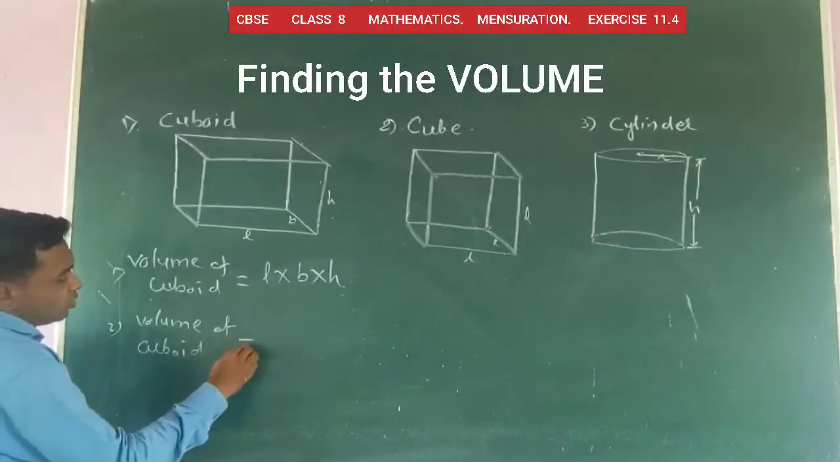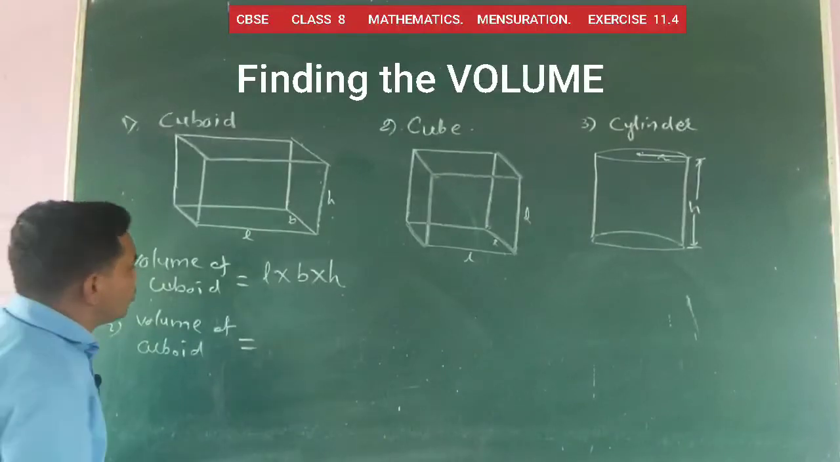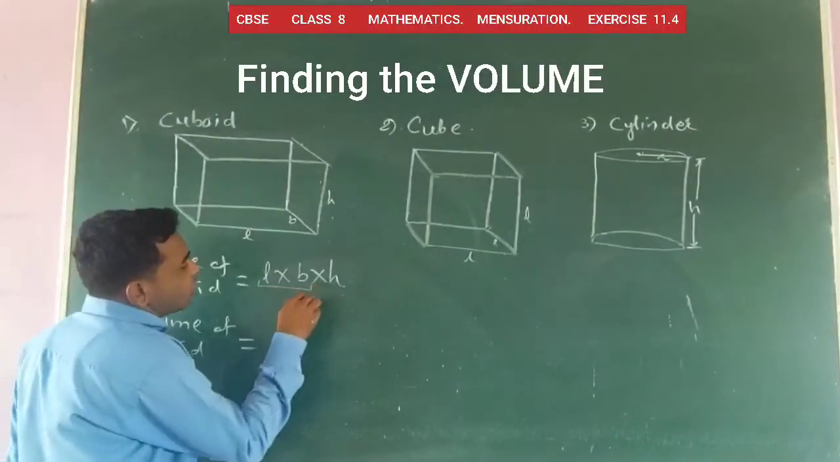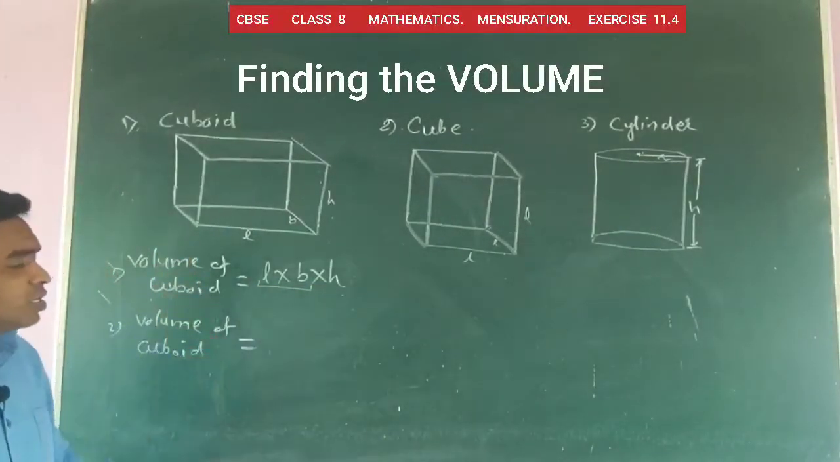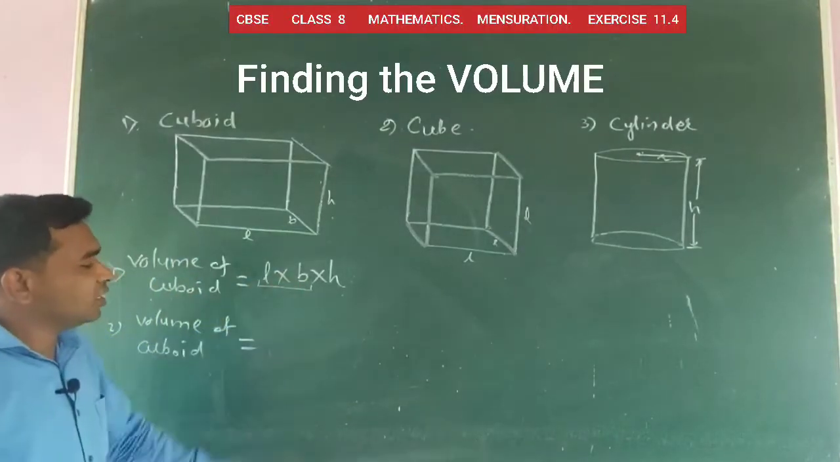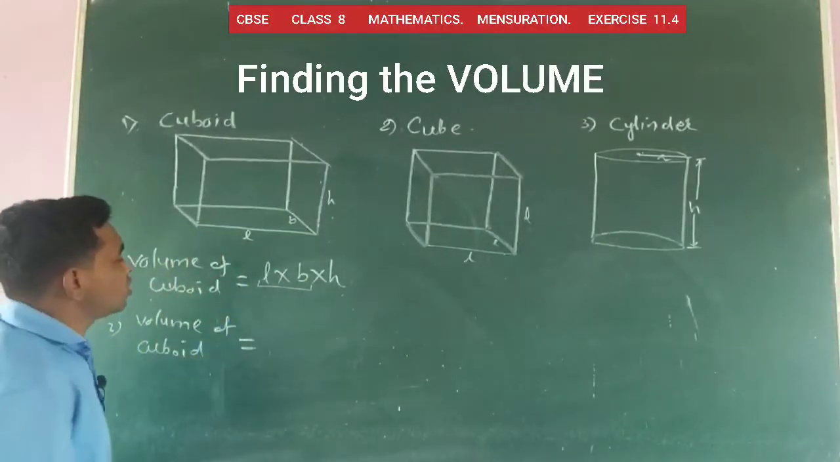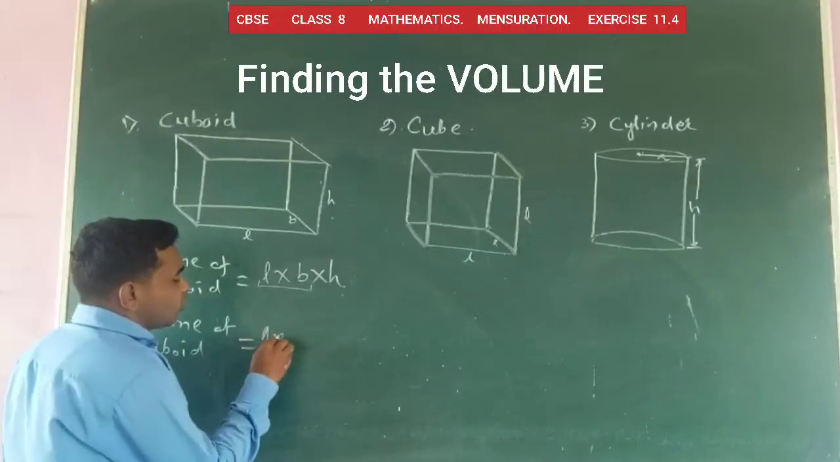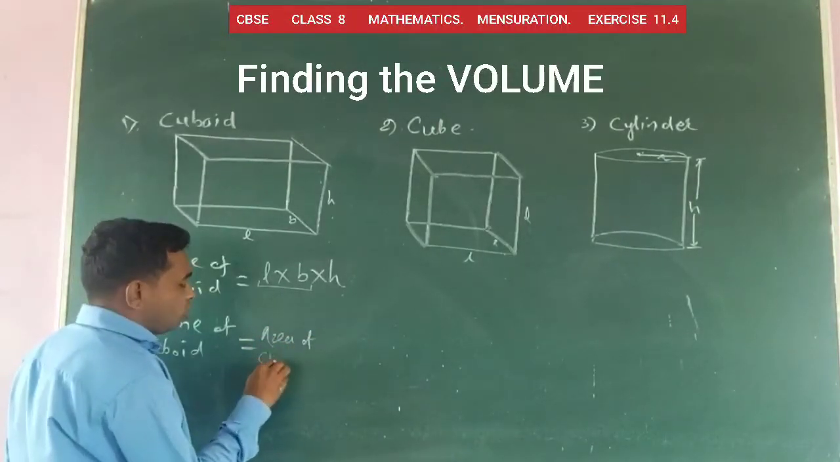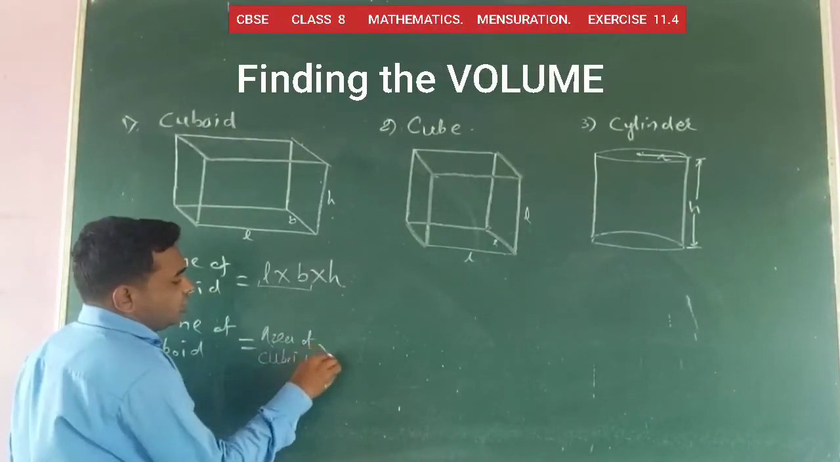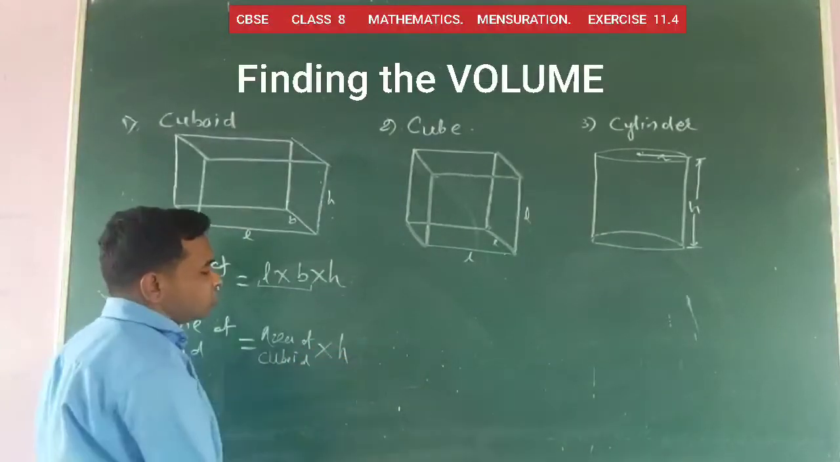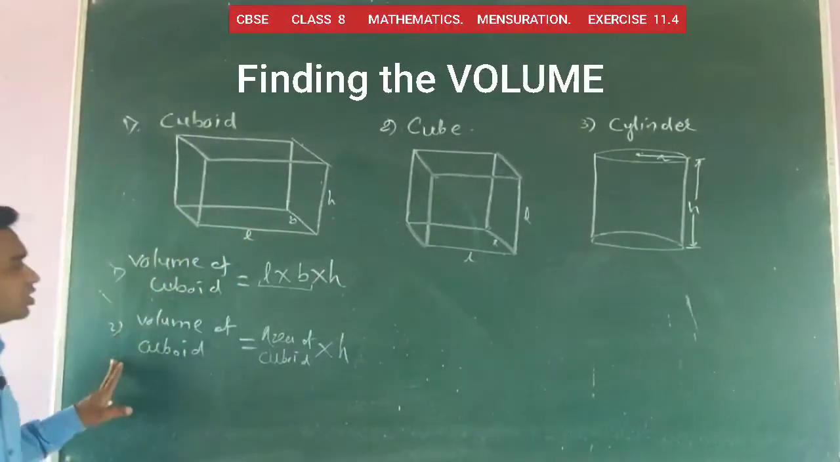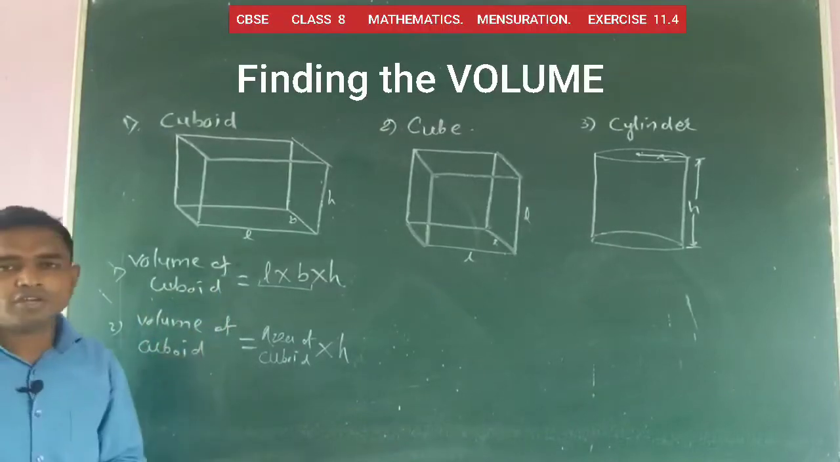Also there is one more formula for the volume of a cuboid. If the area is given, then L into B means the area of the cuboid. That means the formula is area of the cuboid into height, meaning into H. Both these formulas are useful to find the volume of a cuboid.